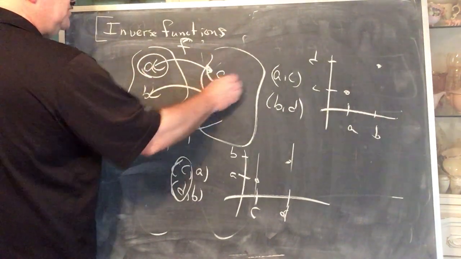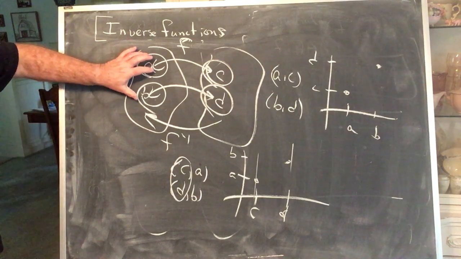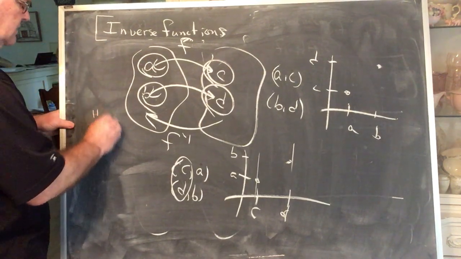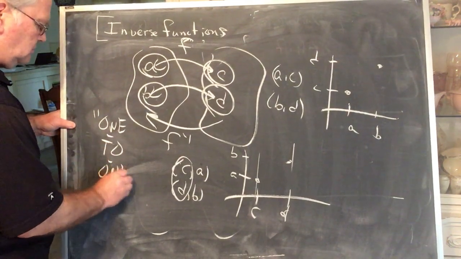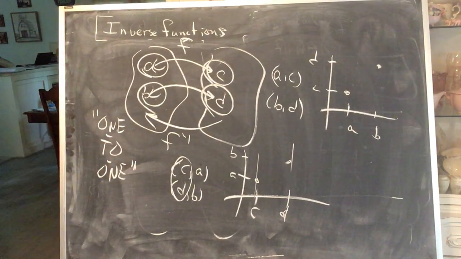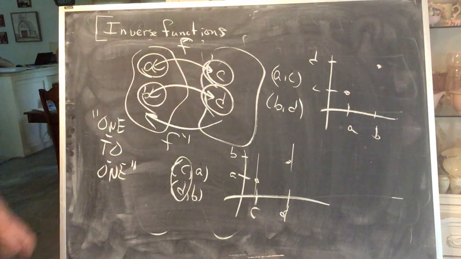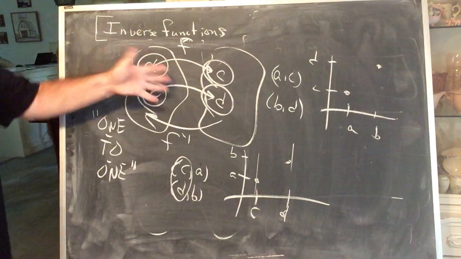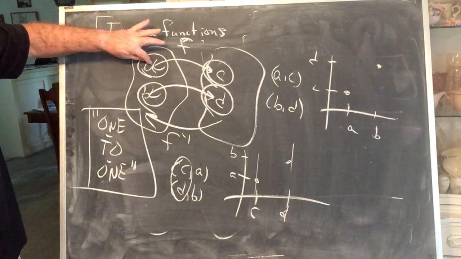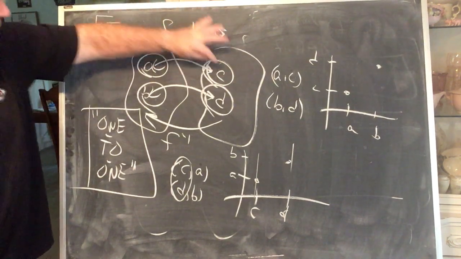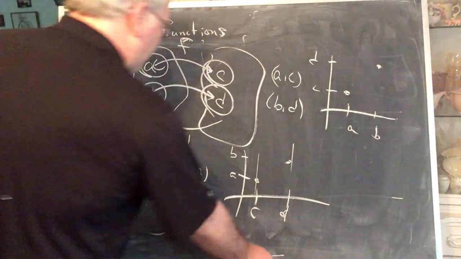One domain value goes to one range value. One range value goes to one domain value. The phrase we use for this is one-to-one. In order for a function to have an inverse, it must be one-to-one. One value here goes to one value there, and one value here goes to one value there. It must be one-to-one. Now here's how the graph manifests itself.